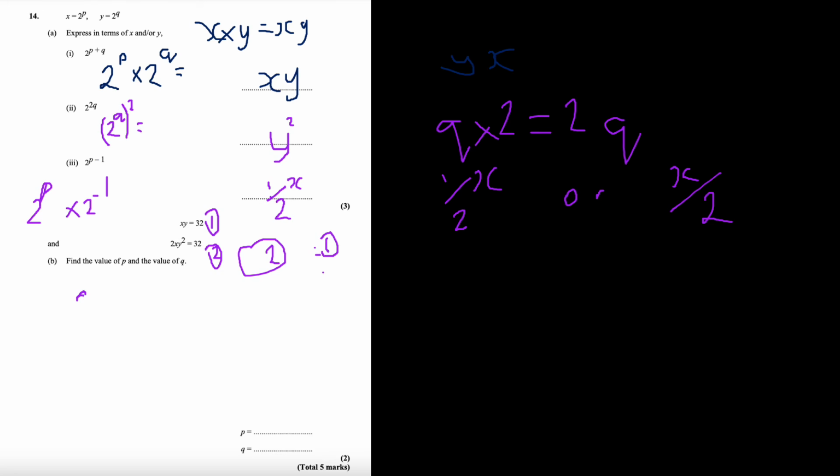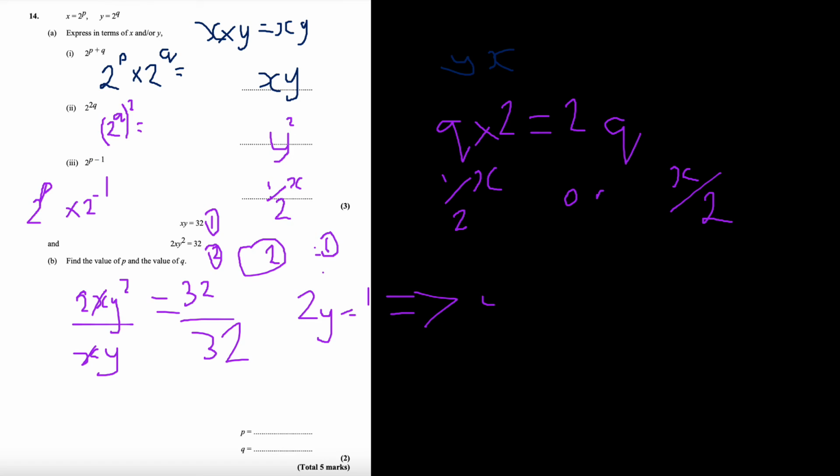So 2xy squared divided by xy is equal to 32 divided by 32. That's going to cancel with that. y squared over y is going to be just y, so 2y is equal to 1. That implies that y is equal to a half. If y equals a half, that means x has to be equal to 64, because 64 times a half is 32.